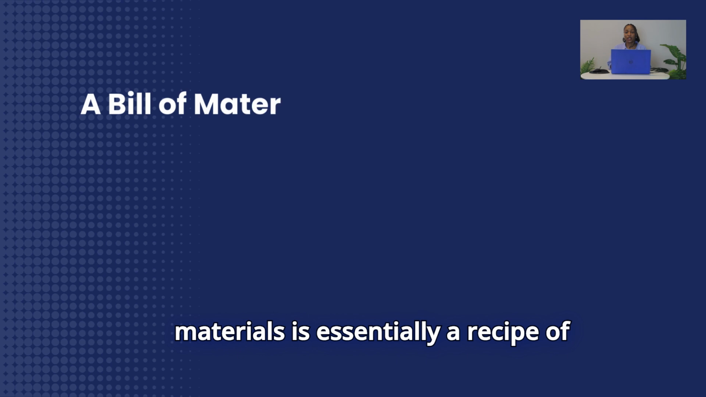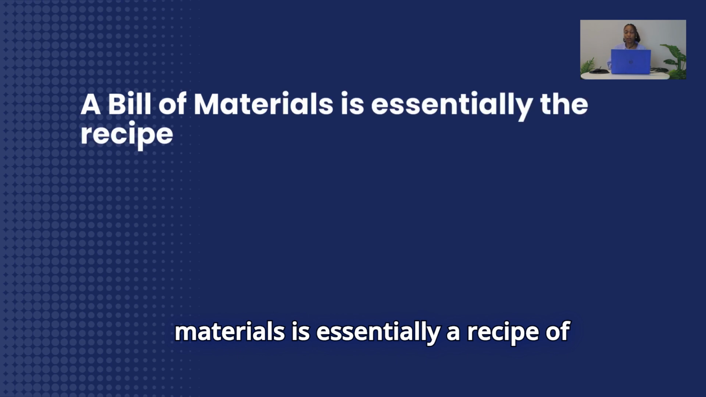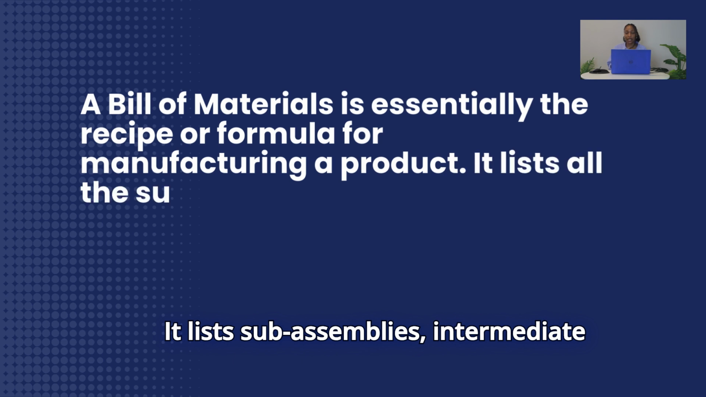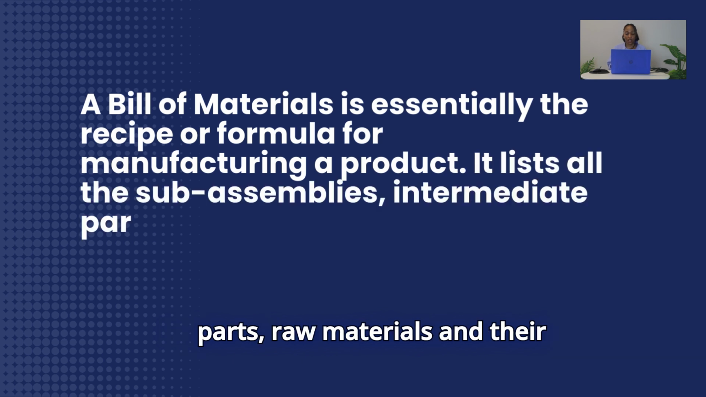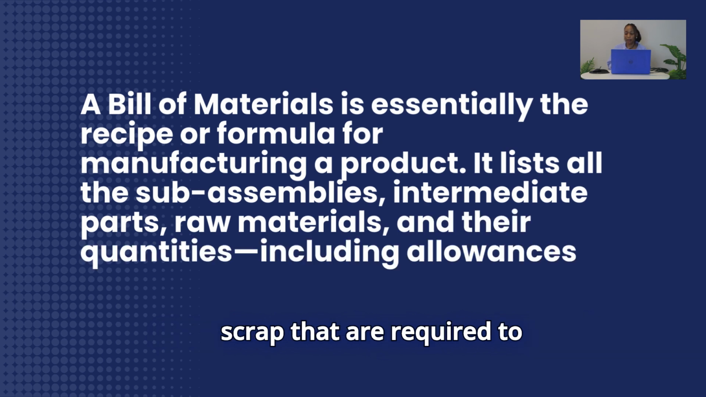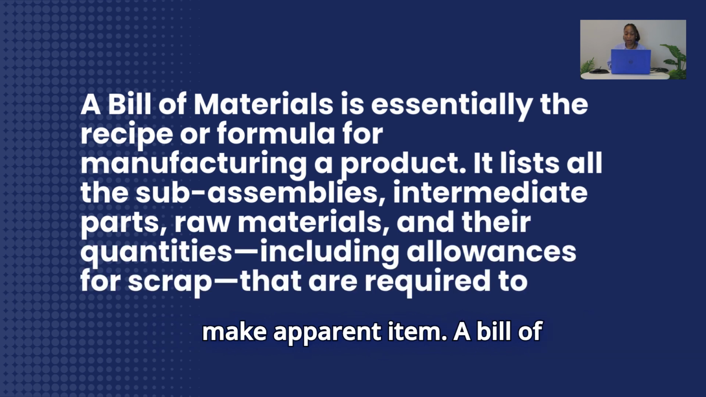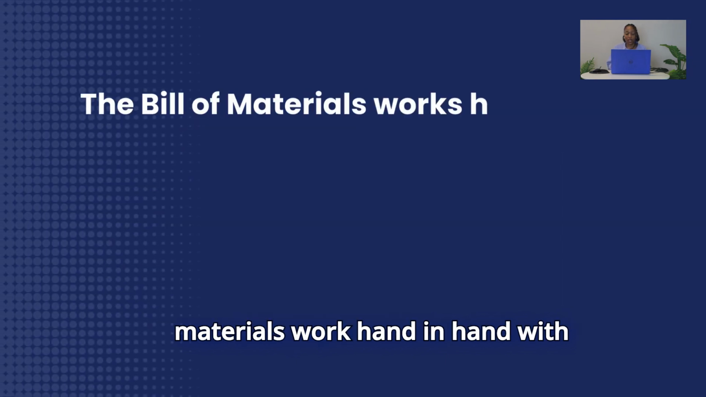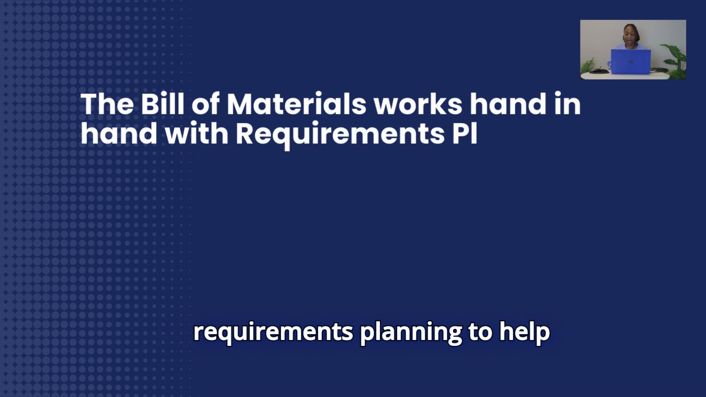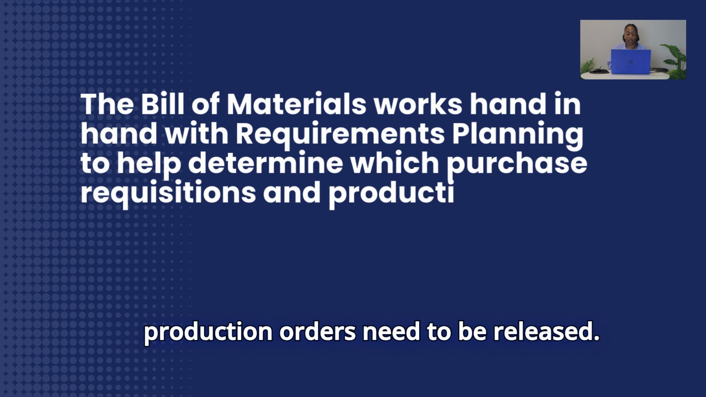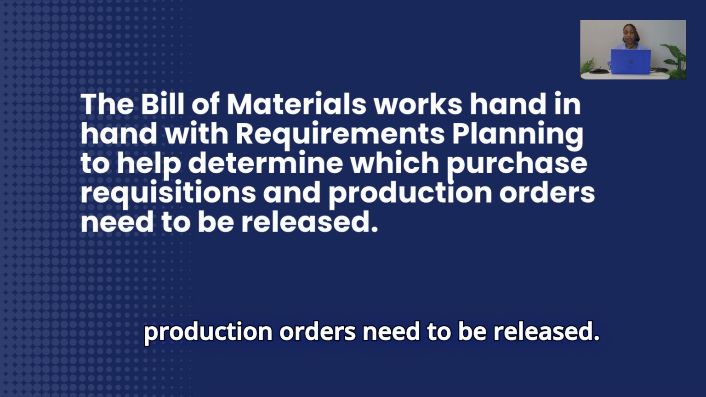A bill of materials is essentially a recipe or formula for manufacturing a product. It lists sub-assemblies, intermediate parts, raw materials, and their quantities, including the allowance of scrap that are required to make the parent item. A bill of materials works hand in hand with requirements planning to help determine which purchase requisitions and production orders need to be released.